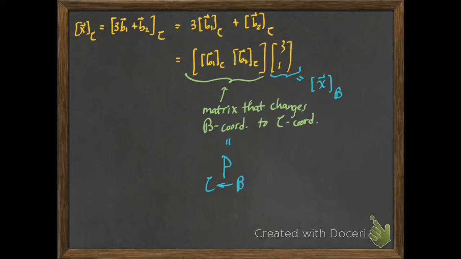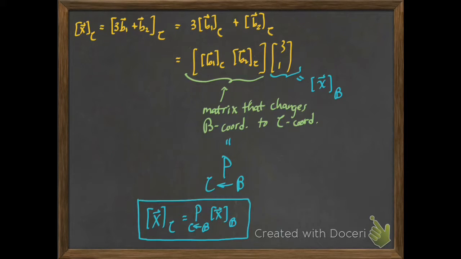And so this is the change of basis matrix, and it's denoted P, and then underneath it you write the basis you're going from, and then a left arrow and the basis you're going to. So P from B to C. And then we have that the c-coordinate vector of x is just the change of basis matrix times the b-coordinate vector of x.